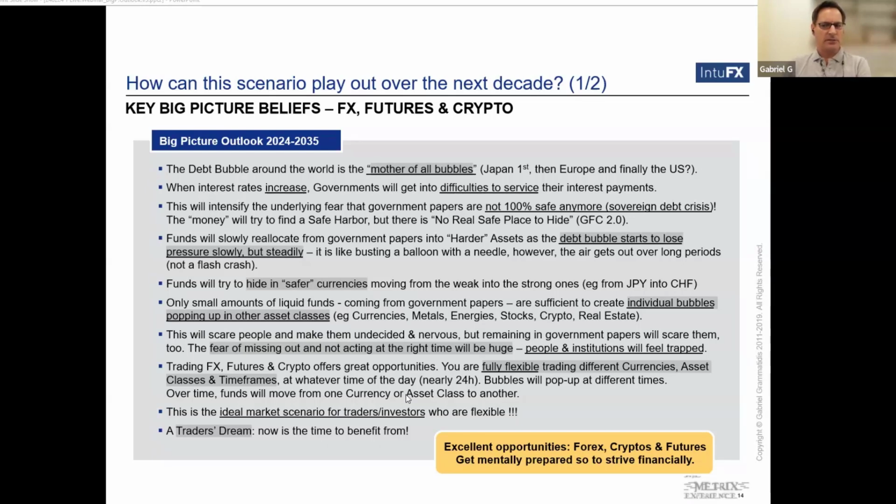Or when the Swissy bubbles, well, then people will think, oh, something is wrong, it's too high, right? Well, they will get out of the Swissy and they might go into, I don't know, the US dollar, for example. So this is for traders and investors. This is the ideal market scenario, but only if you're flexible, right? It's basically a trader's dream and something you can capitalize on if you're not getting frozen, right?